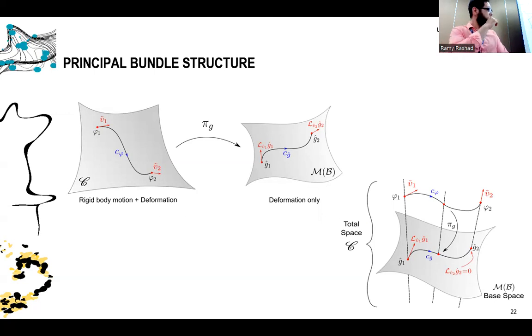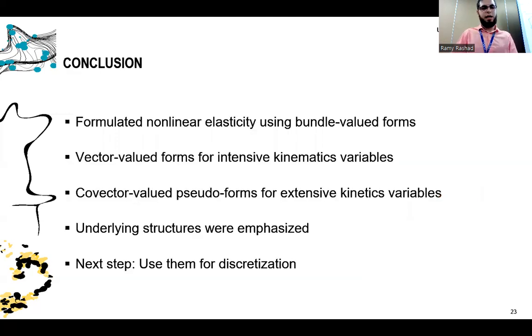In the end, there has been very recent work showing that all objective rates are just covariant derivatives on this space of Riemannian metrics. The principal bundle structure is also important because maybe we can try to decompose the motion into different components using an infinite dimensional connection. So that's the end of my talk. The conclusion is that we formulated nonlinear elasticity using bundle valued forms.